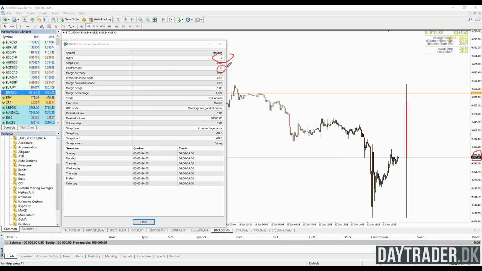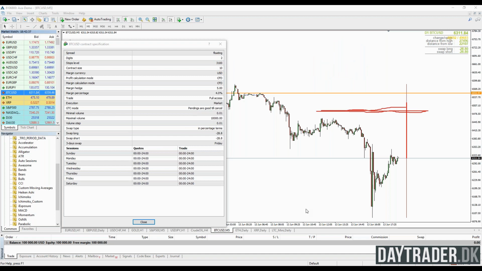But the contract size, one lot, is 10. 10 Bitcoins is one lot. So if I trade one lot, the value of 1 point will be 10 cents. How do I know this? Because if I have 10.0 and I have two digits, I have to move the comma two places to the left and I get 0.10. Sorry for the ugly painting, it's with the mouse. So 1 point will be 10 cents if I trade one lot. So let's check now. Let's say I want to put a stop loss here.